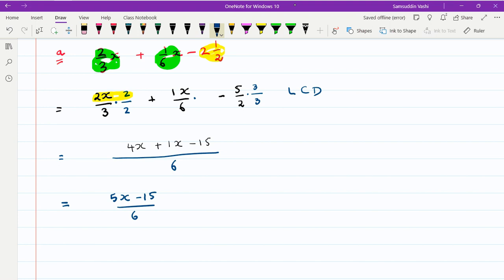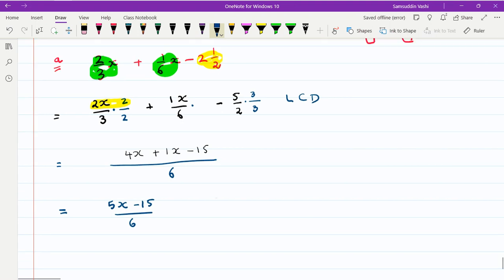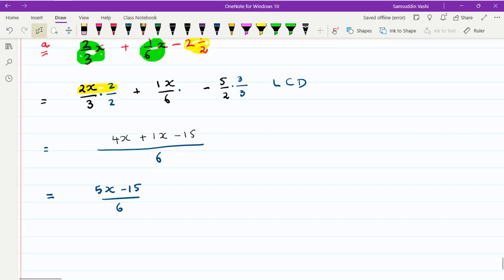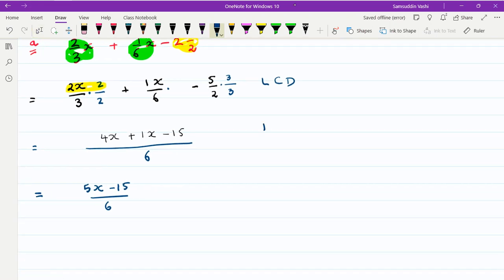Let me do one more example. So what's the difference between A, which I wrote, and now let me write B here. So what is it? It's x plus 1 over 5 minus x minus 3 over 2 minus 1 over 1. It was just 1, I wrote over 1 because the other two are fractions. So what is my LCD here?